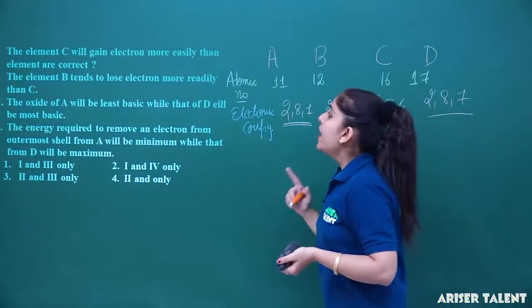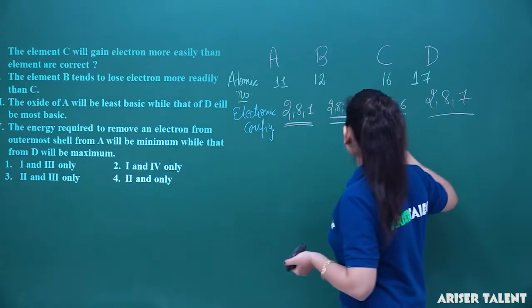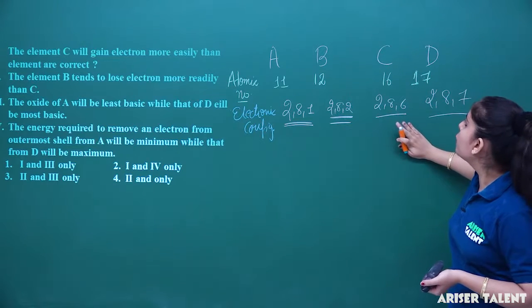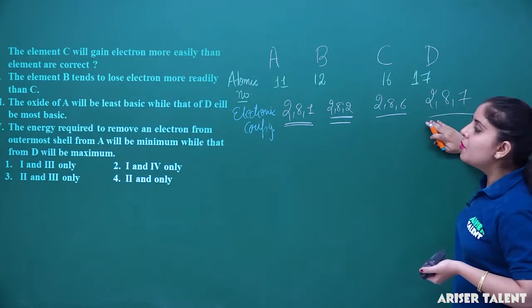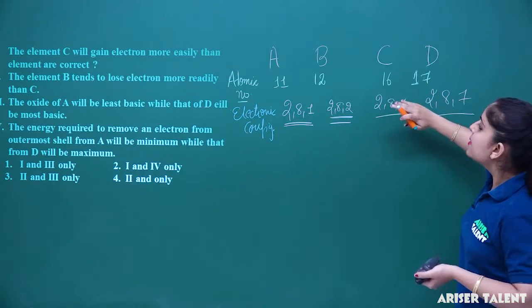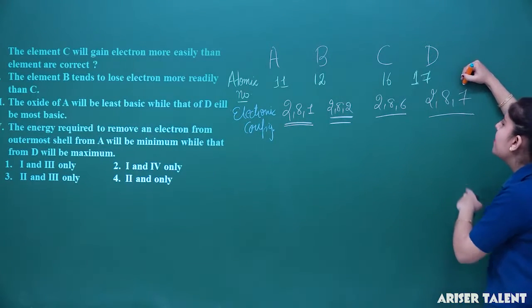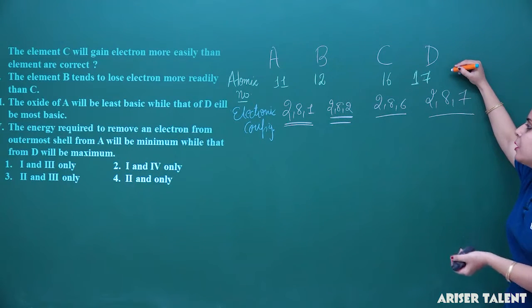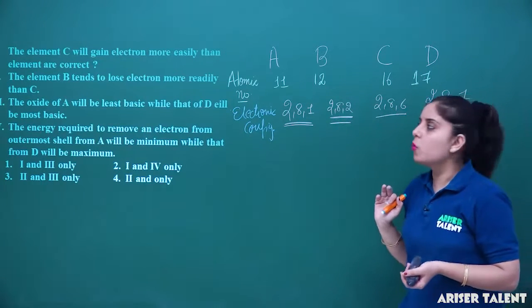Now element C will gain electron more easily. This element is going to get electron more easily than D. So this is the wrong statement we have. Why is this statement wrong? Because C and D are given. If C and D are compared, D will gain electron more easily, so this statement is false.